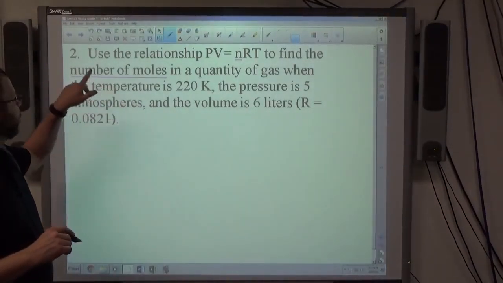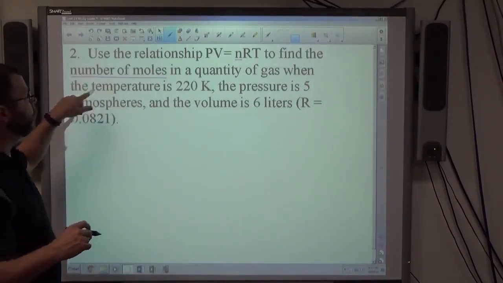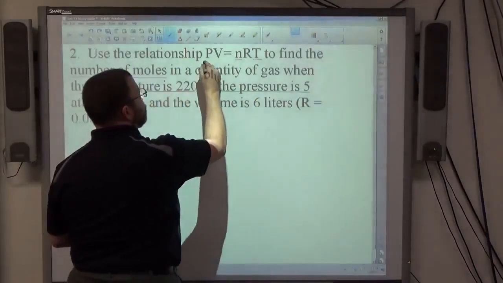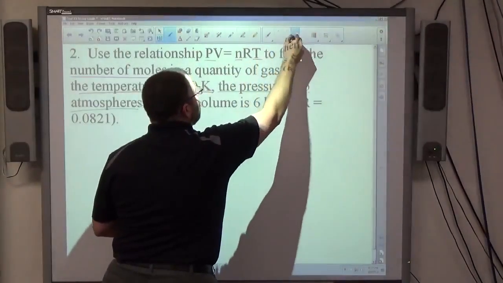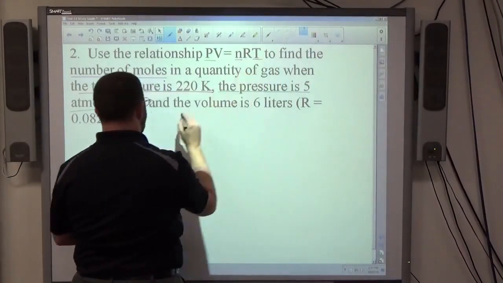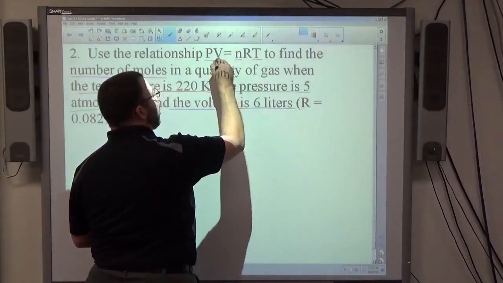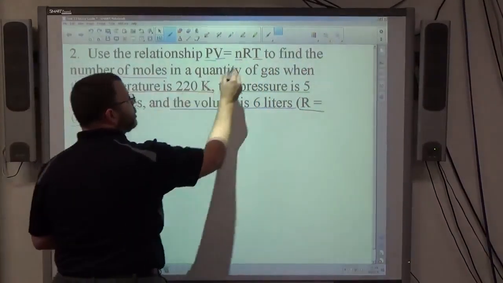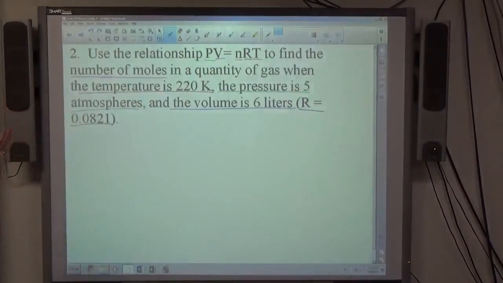So, the quantity of gas: the temperature is 220 Kelvin, temperature is T. The pressure is 5 atmospheres, pressure is P. The volume is 6 liters, volume is V, and R equals 0.0821. So everything underlined in anything but purple is what we know. What's underlined in purple, the number of moles, is what we don't know.